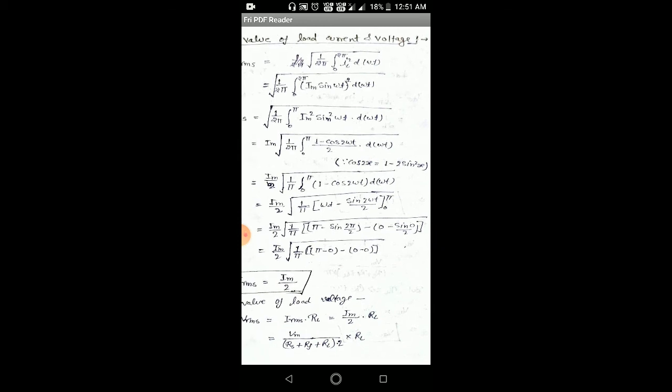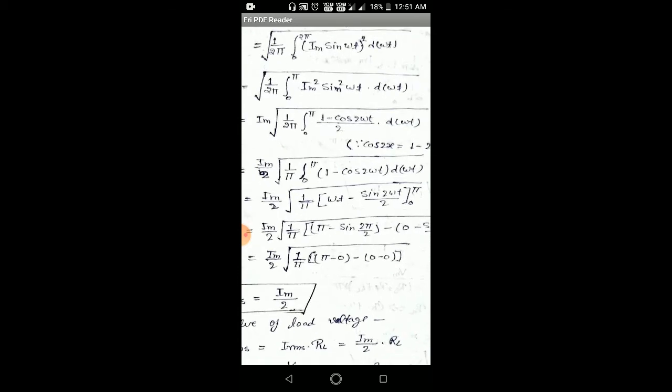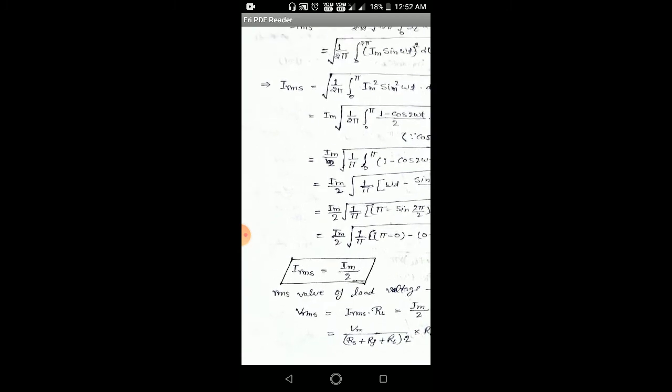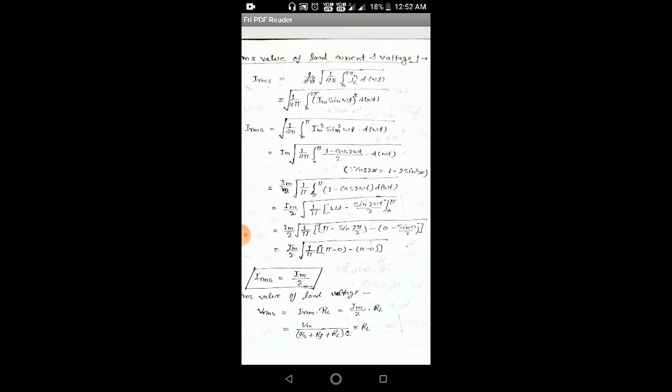So now integrate 1 minus cos 2 omega t. Finally we calculate the value of IRMS, that will be Im by 2. So IRMS is equal to Im by 2. The RMS value of the load voltage is IRMS into RL, so Im by 2 into RL.